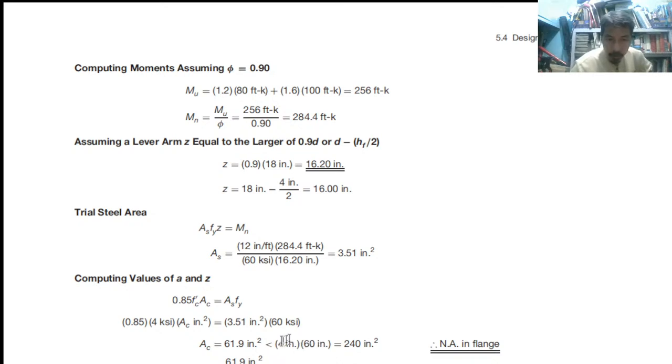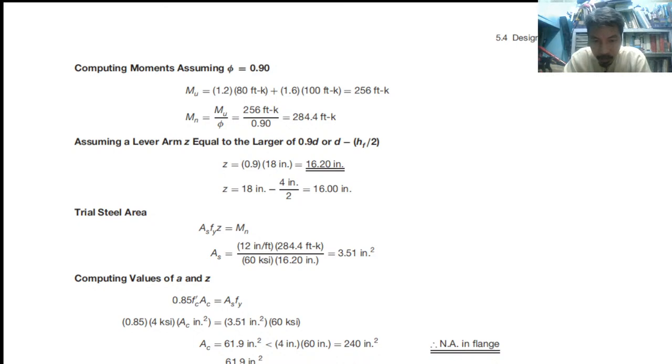So we have Ac, which is actually less than 4 times 60. What is 4 times 60? 60 is our flange's width and 4 is our flange's thickness. We are verifying if this area is inside the flange. So it is inside the flange. The neutral axis is in the flange. So since that is the case, we can immediately divide to find the value of a. So we can find the value of d minus a over 2. So the value is 17. So we assumed 16.2, but the actual is 17.